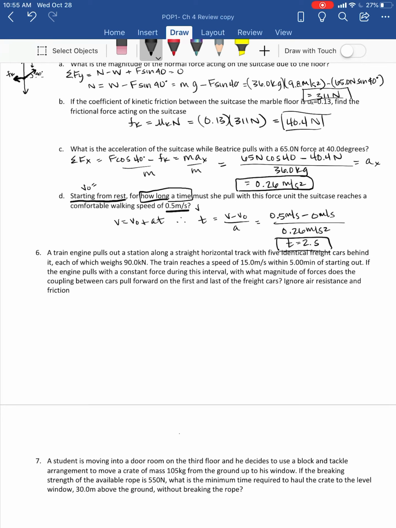All right, so this number 6 says that a train engine pulls out of a station along a straight horizontal track with 5 identical freight cars, each of which weighs 90 kilonewtons. The train reaches a speed of 15 meters per second within 5 minutes. And it wants to know what the magnitude of force does it experience on the first and the last of the freight cars. We're ignoring air resistance and friction.